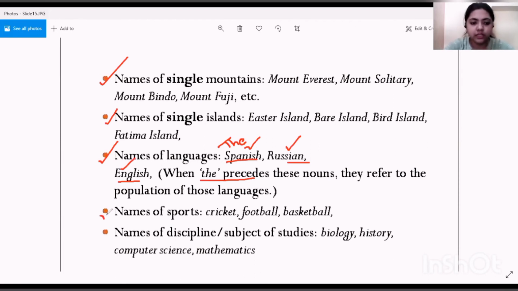The names of sports are also not preceded by any article. Nobody says the cricket, the football, the basketball. It's only cricket, football, basketball. He plays cricket. He doesn't play the cricket or a cricket. Names of disciplines, meaning the name of the subject you are studying, are also not preceded by any article. We never say the biology, the history. It's biology class, history class. He is good at mathematics. We never say he or she is good at the mathematics. That becomes wrong.